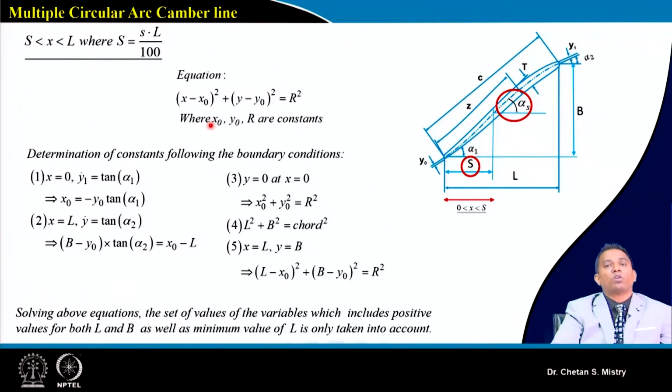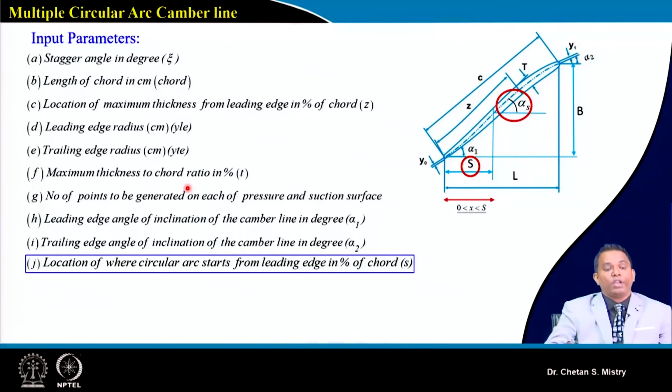Now in line with the boundary conditions we have discussed, we will be putting those boundary conditions here. If we put in our boundary conditions, that will give us all the variables and all the constants. Once we have derived the constants, we will be calculating our x and y coordinates for the camber line.